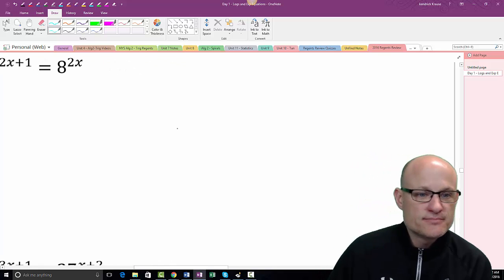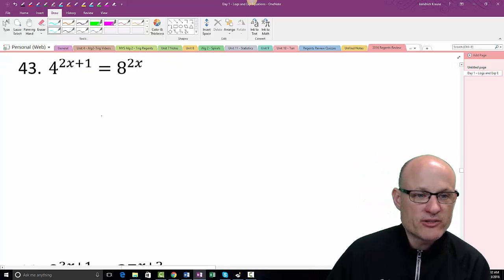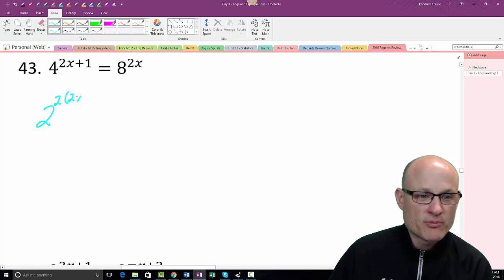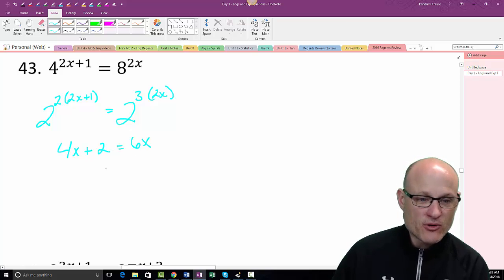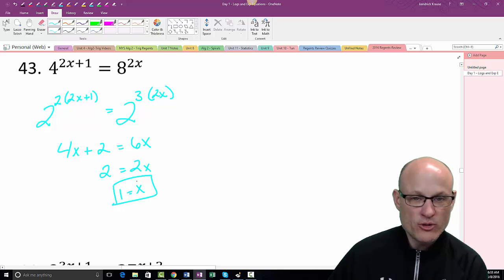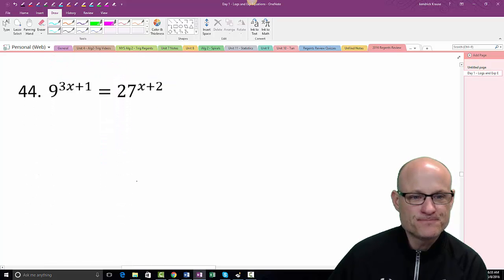All right. It's about to get crazy. The next page gets crazy. So this is 2 squared, to the (2x plus 1), equals 2 cubed, to the 2x. In other words, 4x plus 2 is equal to 6x. Subtract 4x, I get 2 equals 2x, or x equals 1. You can check it if you like, or you can just trust me.